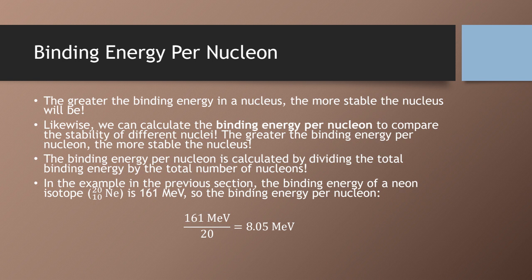So the greater the binding energy in a nucleus, the more stable the nucleus will be. The harder it is to break the nucleus up. Likewise, we can calculate the binding energy per nucleon to compare nuclei to one another, which will become important in just a minute, as you will see. So if one atom has more binding energy per nucleon than another atom, then that nucleus is going to be more stable. It's going to be harder to break apart.